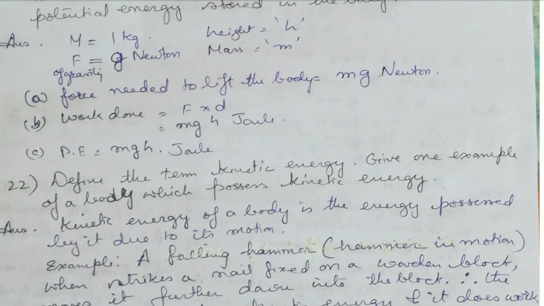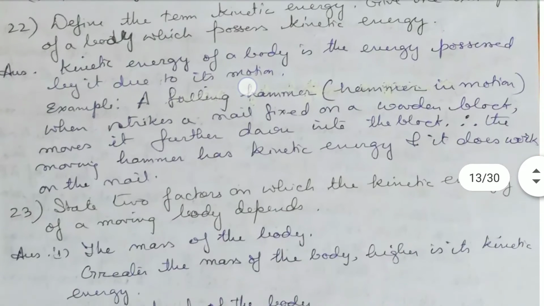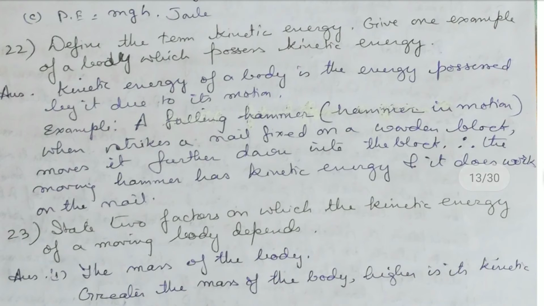Work done is F into D, that is mgh joule. Potential energy will be equal to mgh joule. Understood? Next is: define the term kinetic energy. Give one example of a body which possesses kinetic energy.